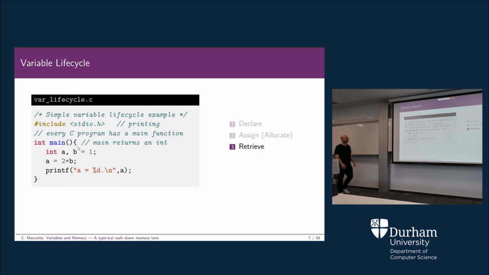Then we retrieve. For example, when we assign to a, we are retrieving the value of b, and in the printf, we are retrieving the value of a. And then you free. You deallocate. Now, because this is stack allocation, we don't have to worry about it. The compiler will insert the necessary code to deallocate the variables in this program. In fact, even if it doesn't, this is such a short program that it may not matter.